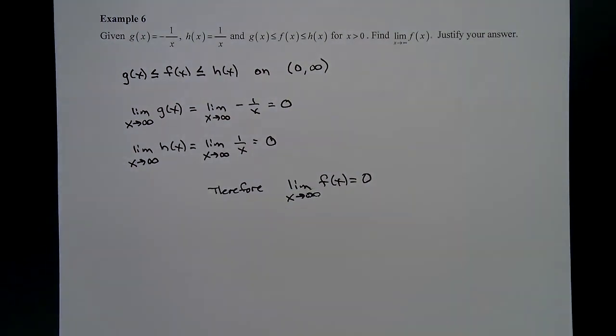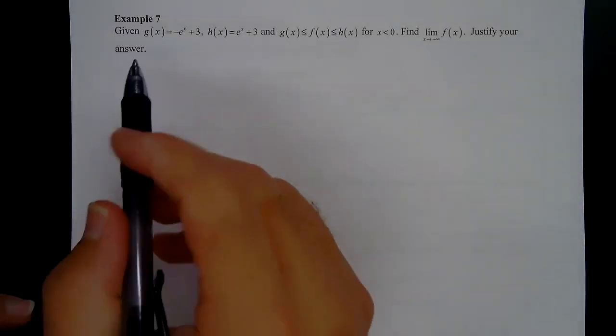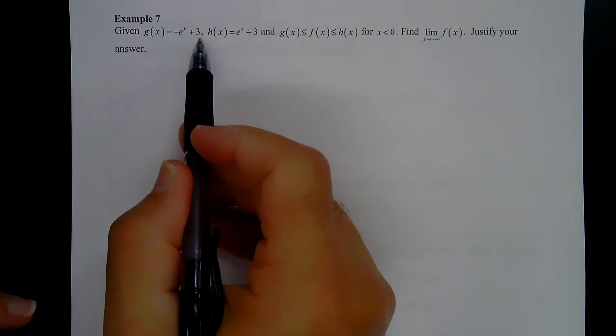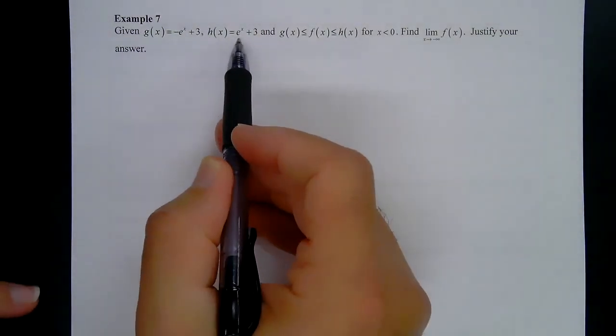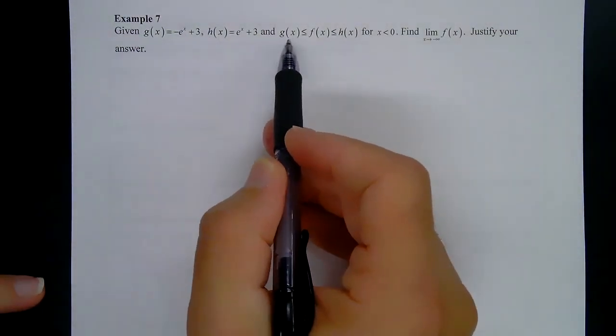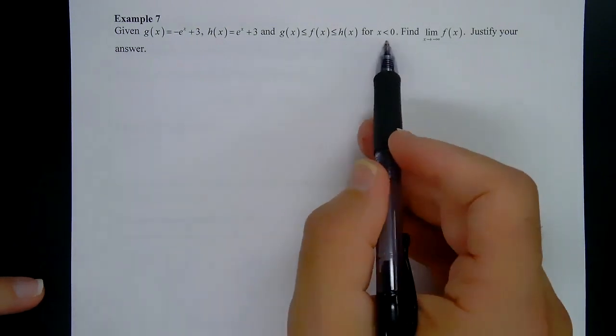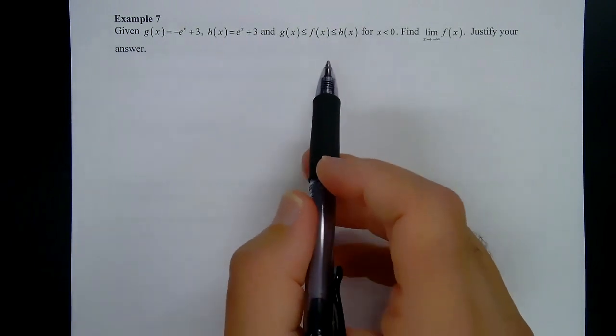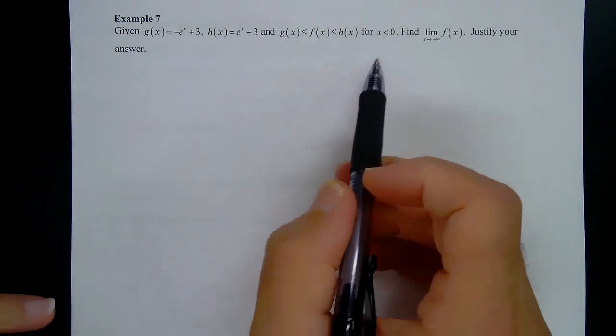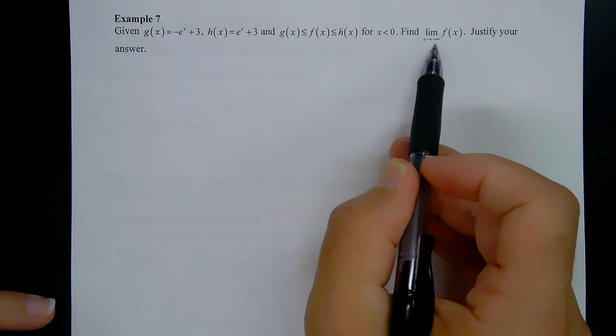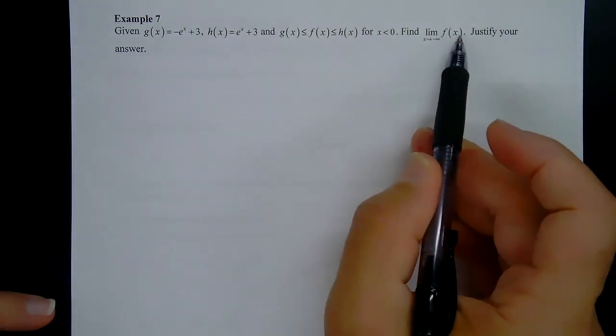All right, last problem. g of x is negative e to the x plus 3. h of x is equal to e to the x plus 3. And g of x is less than or equal to f of x is less than or equal to h of x for x less than 0. So this is actually how they asked the question a couple years ago, okay? And we want to find this limit as x approaches negative infinity of f of x, all right?